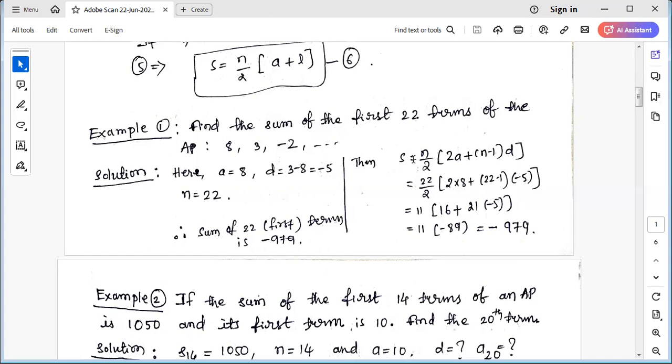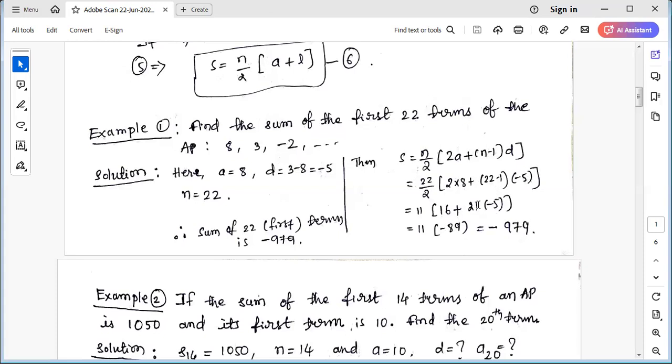So then go to the equation which we have just derived. It is given by S is equal to n by 2 into 2a plus n minus 1 into d. And put the values. The value of n is 22. So it is 22 divided by 2 into 2a, a is 8, plus n minus 1, that is 22 minus 1, into d, which is minus 5. They are all substituted. 22 by 2 gives 11. 2 into 8 is 16. 22 minus 1 is 21 into minus 5.